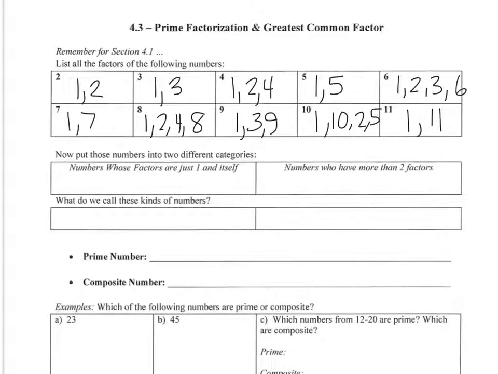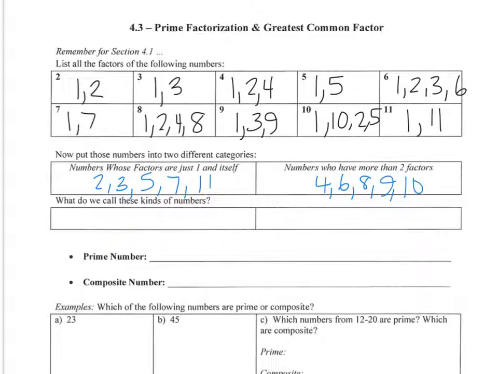Now put these numbers into two different categories. Numbers whose factors are 1 and itself. So which ones only have 1 and itself? 2, 3, 5, 7, and 11. So I'm going to write down 2, 3, 5, 7, and 11. Now what are numbers that have more than two factors? 4, 6, 8, 9, and 10.